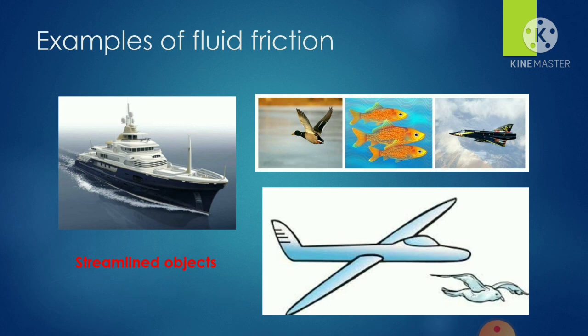Similarly, you can see in water the fishes have a streamlined structure, narrow from front and back. The same technique we have used in making ships also. To overcome the fluid friction, the ships are made streamlined. So these are a few examples of fluid friction in nature as well as in what we have made.